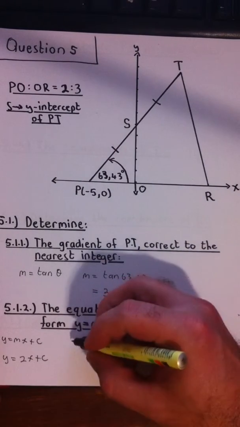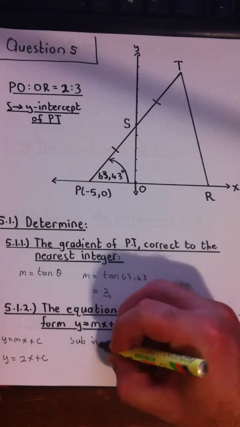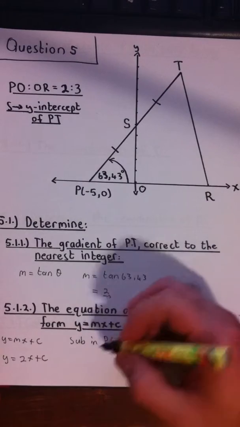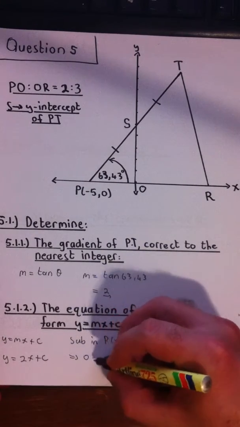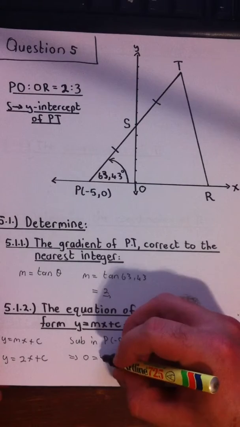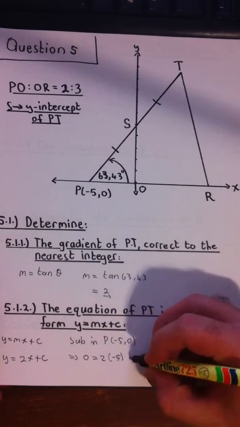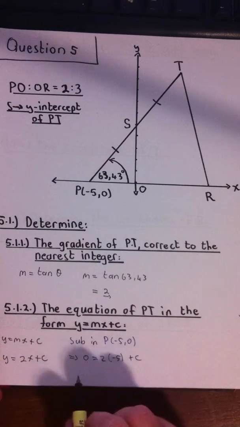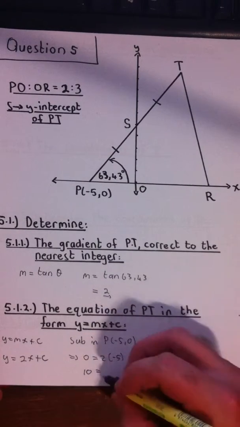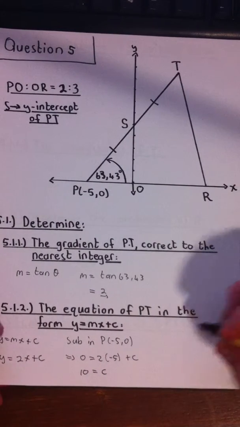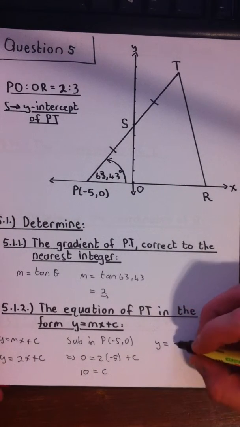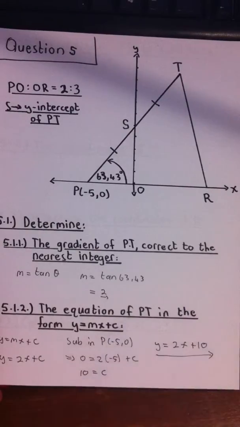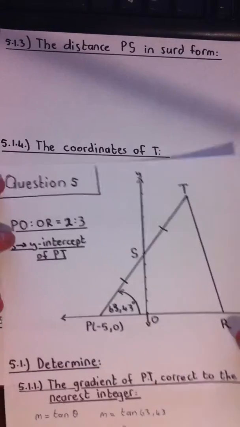We'll substitute in P, which is -5 and 0. So we have that 0 is equal to 2 times -5 plus c. Solving for c, we get 2 times -5 is -10. Bring that across the other side. 10 equals c. So our final solution to this question is y equals 2x plus 10. There we go, that's the equation of PT.